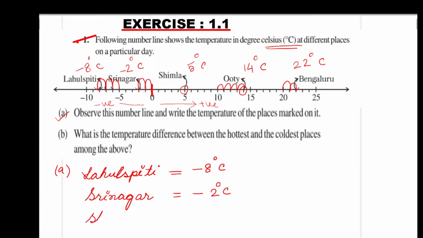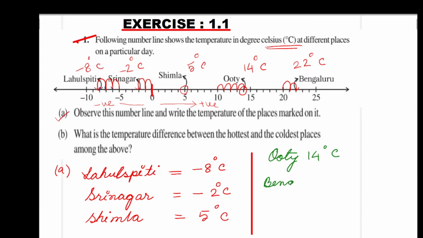Then Shimla. Shimla's temperature is 5 degrees Celsius. Next, Ooty. Ooty's temperature is 14 degrees Celsius. Then Bengaluru. What is the temperature? 22 degrees Celsius. So this is the answer for question A.